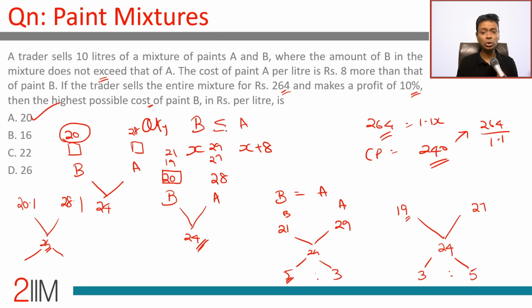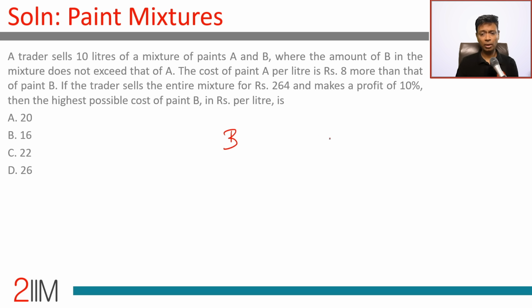Extreme condition, B is equal to A. The moment you see a 264, you should say, okay, 264, nice multiple of 11. You should jump to 240, then you should jump to 24. We're mixing two price points to get an average price point of 24. A very quick recap: B, A, X plus 8 mixed to give 24. Quantity of B is less than or equal to quantity of A. And so we're going to put B equal to A, find X, and say that is the best possible scenario, which is 20.